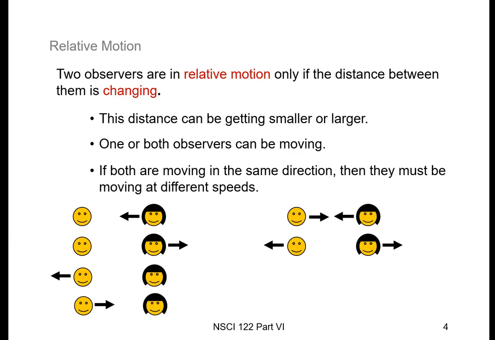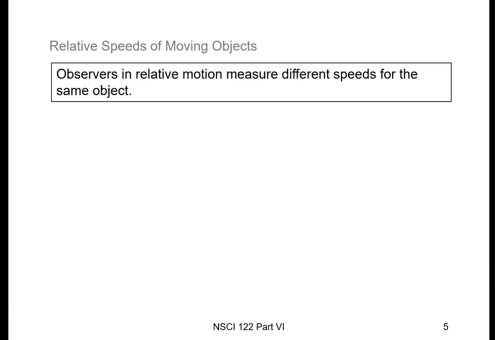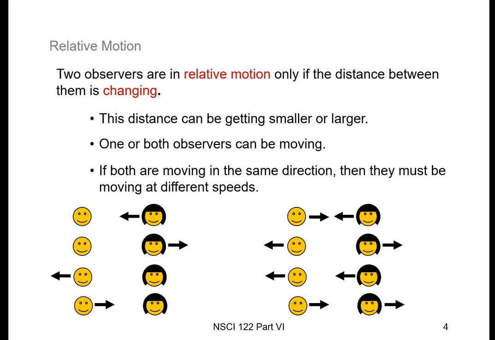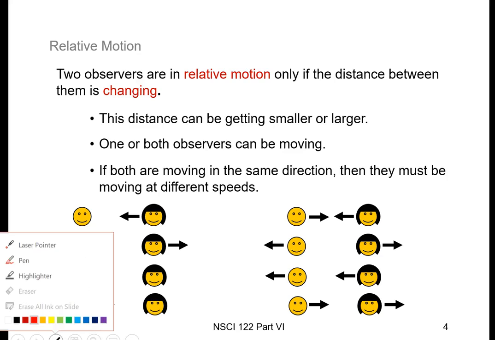Or both are moving, as you see here now, away from each other. Okay? Both could be moving to the left, but they'd have to be moving at different speeds, and the same for to the right. Okay? Now, I didn't put this in a slide, but I'll just jot this down. So this is what we mean by relative motion.